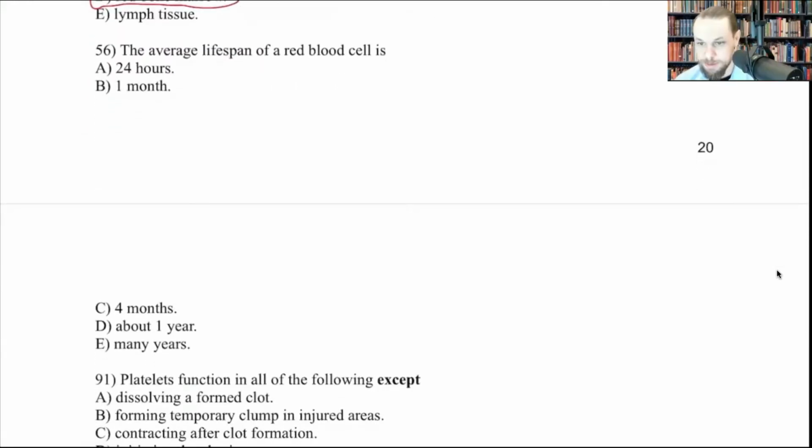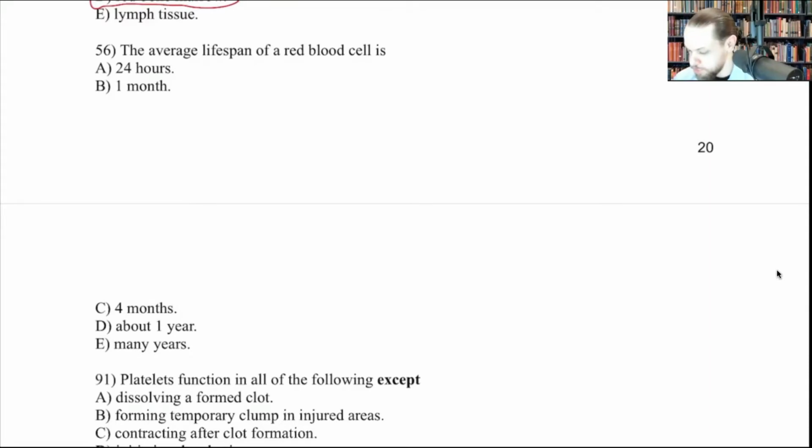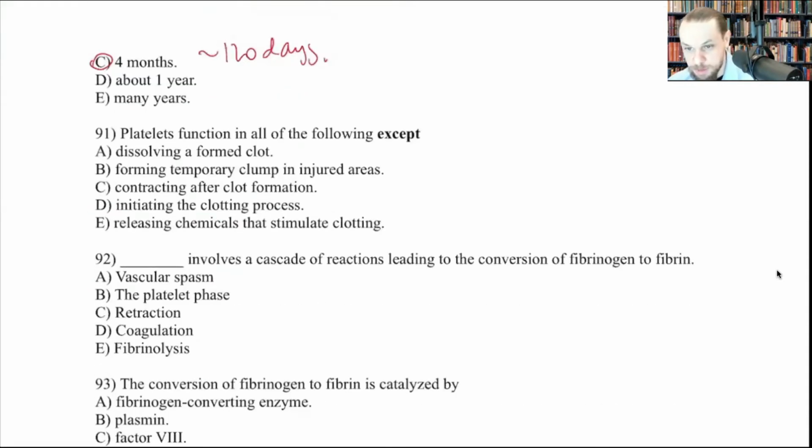All right. 56, I think I said Syed. Yes. Okay. The average lifespan of a red blood cell is 4 months. Yeah, we just saw that, right? 120 days roughly. Good. Next, we're gonna go to John for number 91.